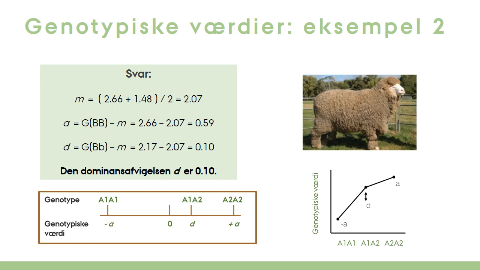Okay, so we calculated a midpoint of 2.07, an additive genetic effect of 0.59 for the big B allele, and now we want to know what is the dominance effect of the big B allele. And that is simply looking at the performance of the heterozygotes and subtracting the midpoint. And that is 2.17 minus 2.07, which is equal to 0.10. So the dominance effect that we have here is 0.10.